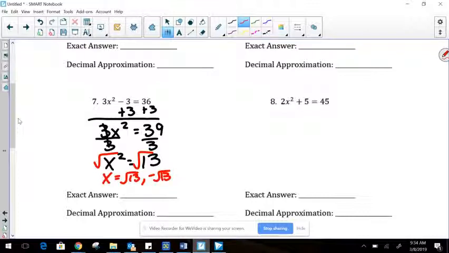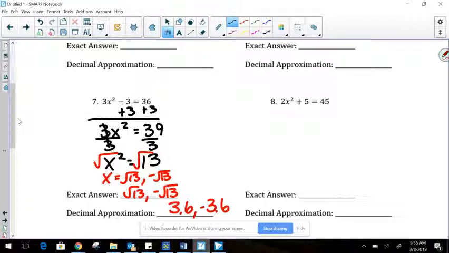Can you break down 13? Nope, because it's prime. Good. So that's my answer. And then my decimal approximation, you'll just type it into your calculator. Second square root of 13. So I have what? Positive 3.6 and negative 3.6. Okay, let's do one more here.